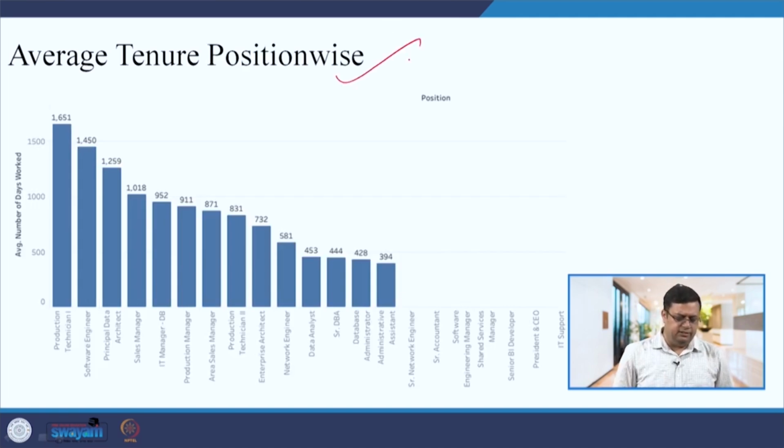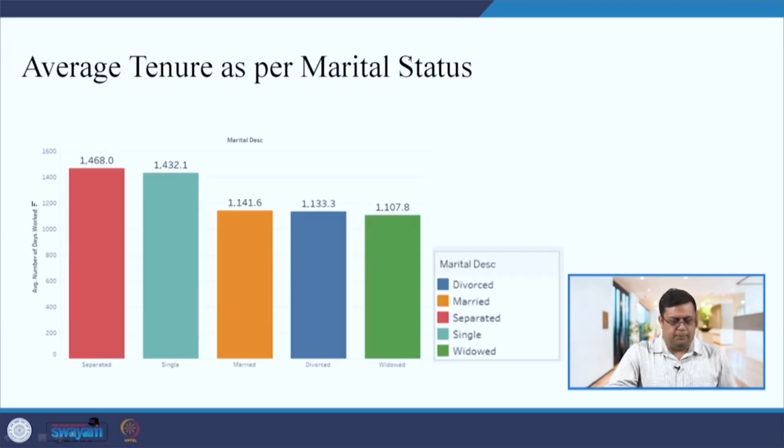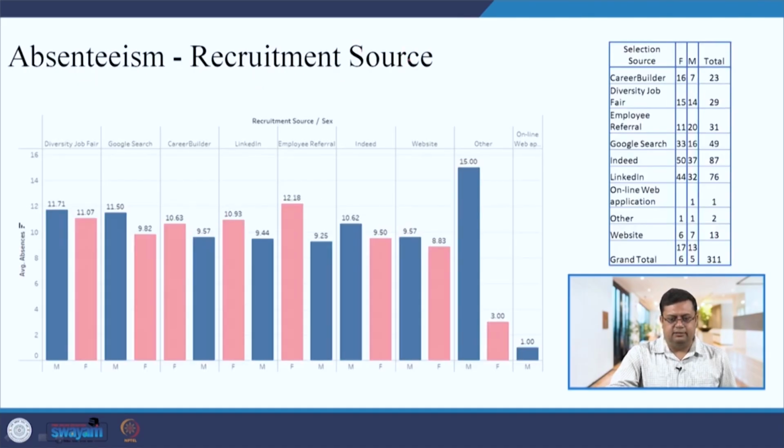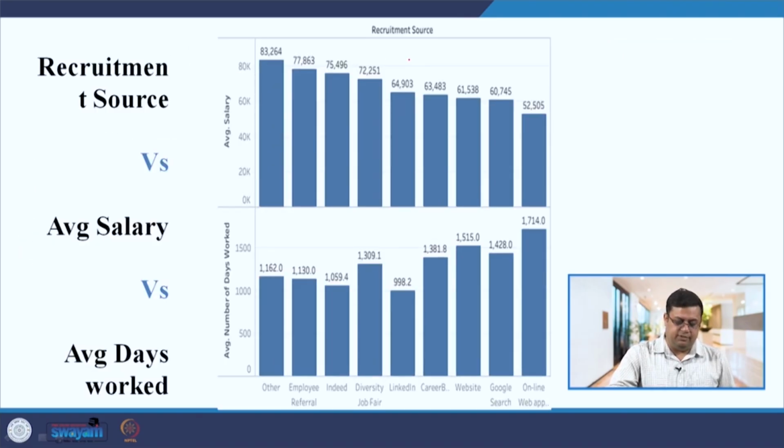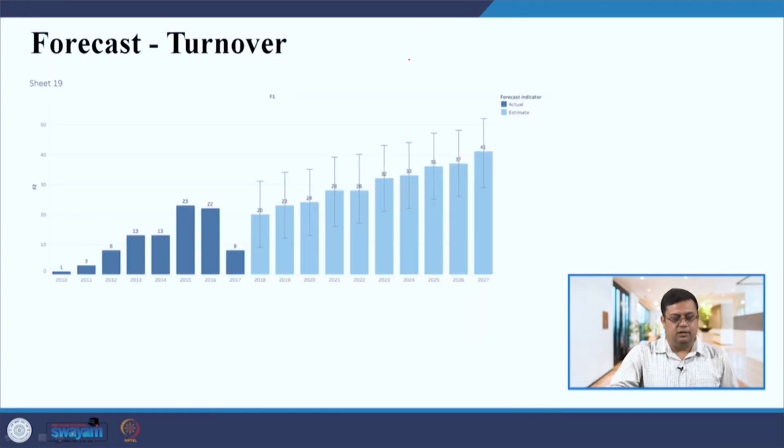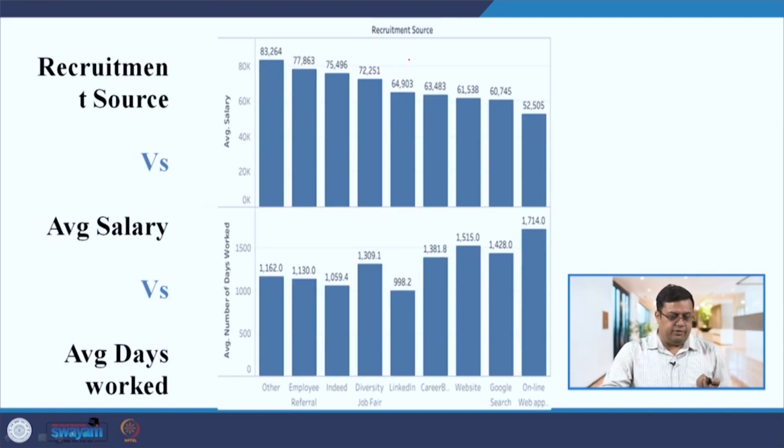Average tenure position wise. Basically, in depth we are doing the attrition analysis. So, position wise, we are understanding from which source more people are staying as per the position. Average tenure as per the marital status. Absenteeism, from which source people are more absent. Recruitment sources versus average salary and number of years that they have worked. Forecast the turnover, right. The moment you have calculated their average salary and number of days worked, based on this, for the next year you can predict how many people may leave, right.